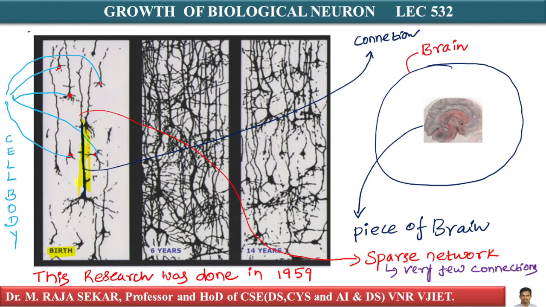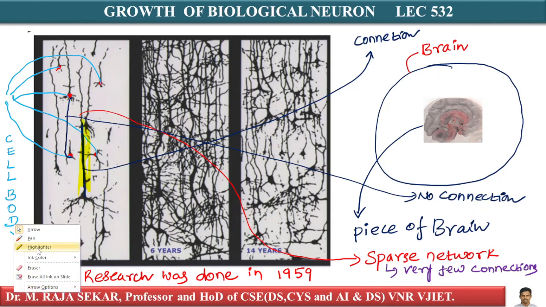But there is no connection here, for example. These neurons are not connected. There are a few neurons which are connected, and there are neurons which are not connected. No connection here. Very few connections. This biological neural network is sparsely connected at birth.